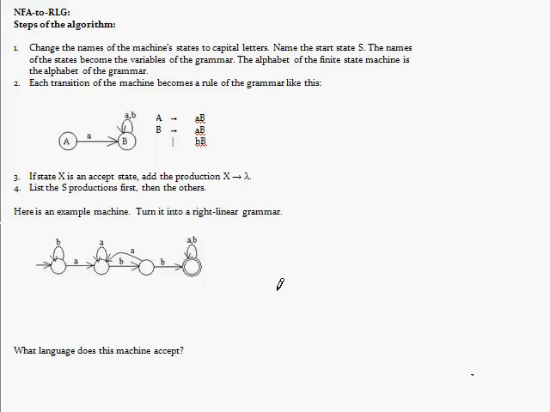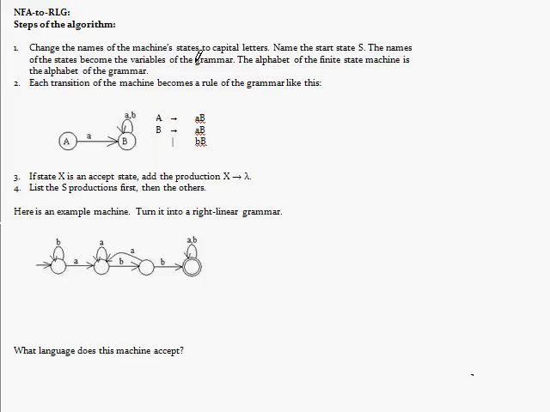Now we have one more algorithm to learn today, and that is to go in the other direction, to start with the machine and turn it into a right linear grammar. That's what this RLG here stands for, right linear grammar. And remember, that's the kind of regular grammar that we are looking at. So here's the steps of this algorithm.